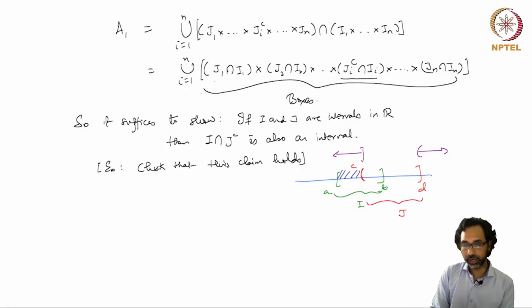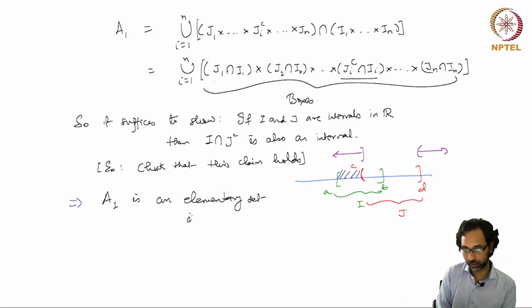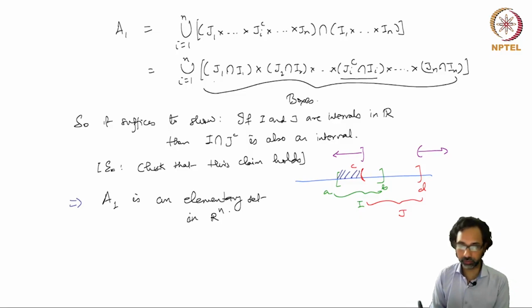So therefore we have that all the constituent sets in the union of A1 are given by boxes. So each one is a box. Therefore A1 is an elementary set because it's a finite union of boxes.